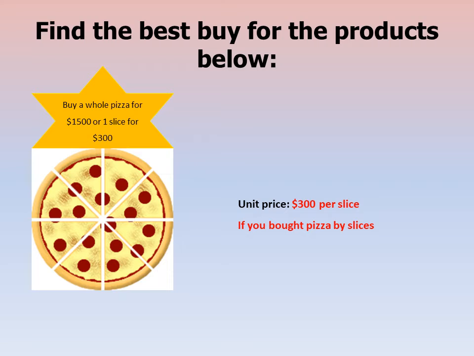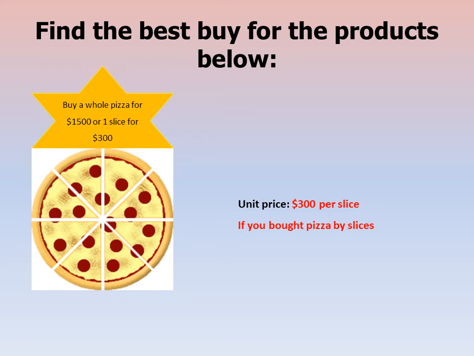A whole pizza is being sold for $1,500. But if you do not have all the money, you can just buy a slice for $300. Now, at face value, it seems as if the $300 is cheaper because, of course, 300 is cheaper than 1,500. But let us compare the unit prices and see which is the better value.